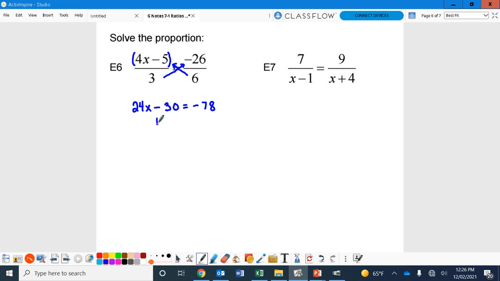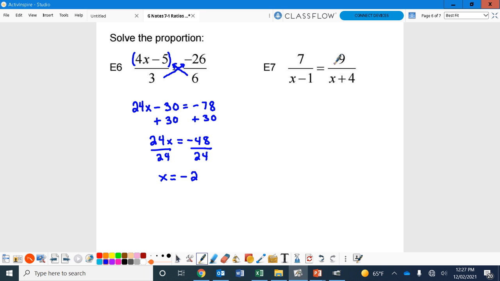Okay, guys, here we go. Plus 30, plus 30. Solve it like a regular equation. It's going to be 24x equals negative 48. Divide by 24. Divide by 24. And x equals negative 2. There we go. And it can be negative? It absolutely can, because we're not talking about something that's a distance. It's just a proportion. Good question. We're so used to that in geometry that we have to be careful.